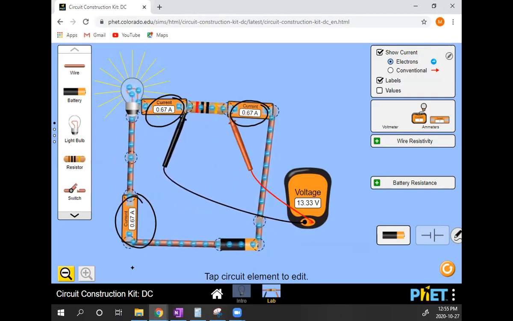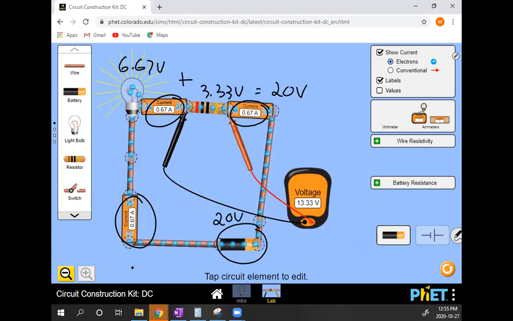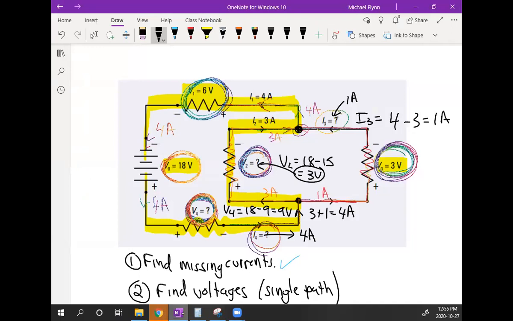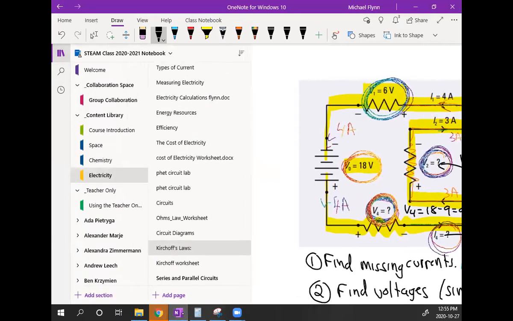Now, if I add those two numbers together, the light bulb was 6.67 volts, and this one is 13.33 volts. If you add them together, you get 20 volts, which was this 20 volts down here. And so what you can see is that the voltages add up to give you the voltage in the battery. And that's what they're supposed to do. So there's the voltage law. Okay, so everything works the way I've been describing it to you. And it's pretty straightforward. Let's get back to OneNote. That's the whole lesson for today.